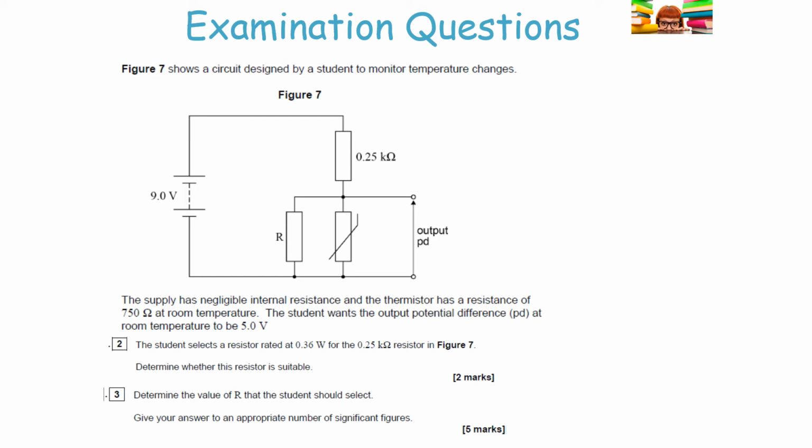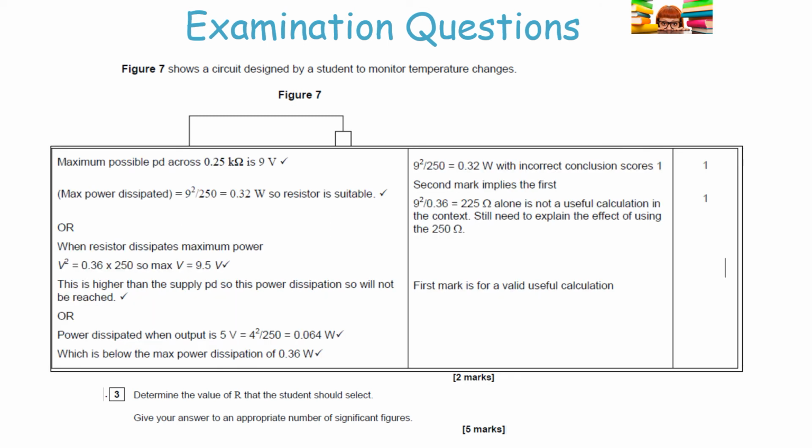Right, so what you've got to do is consider what the maximum possible PD across the 0.25 kilo ohm resistor is going to be. Well, the maximum possible is going to be 9 volts, because the maximum it could take is all of the EMF. What's going to happen is the EMF is going to split between the top part and the bottom parallel circuit. Now the maximum the top could take is all of it. So the maximum possible PD is 9 volts.